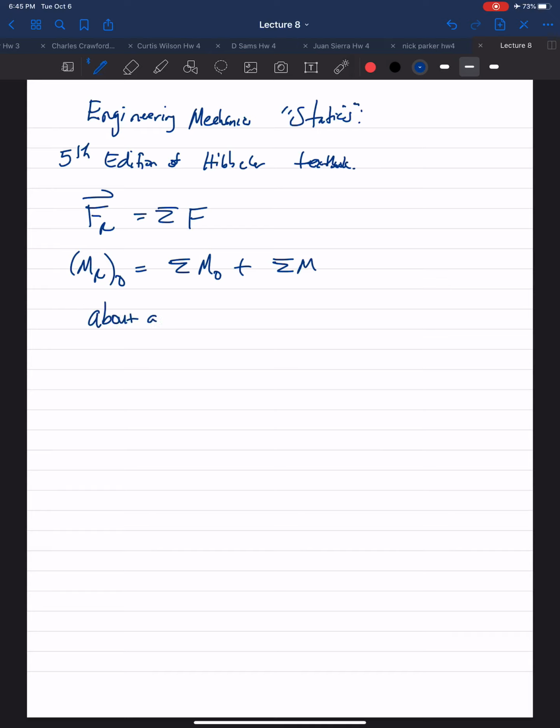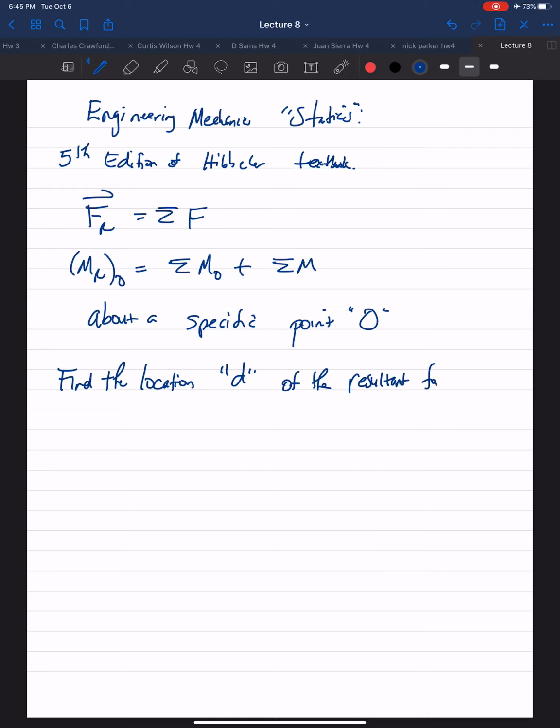So about a specific point O. Now we will be working to find the location, or some distance D, of the resultant force, the line of action, we shall say, from point O.